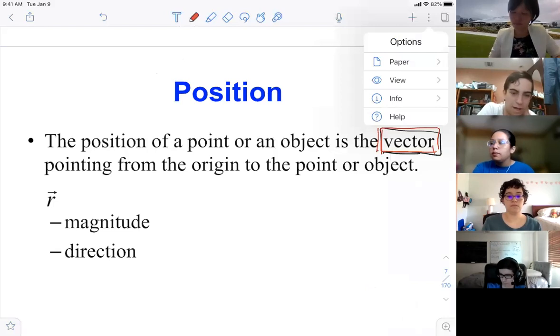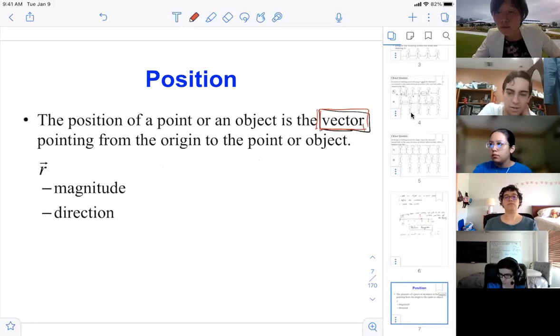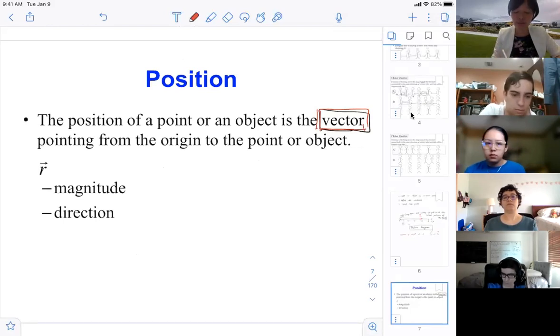It's something that both has magnitude and direction. So like maybe a strength and a direction like northeast. Very good, very good. Thank you, Juan. A vector simply is a quantity that has both magnitude and direction, as opposed to something only in magnitude.